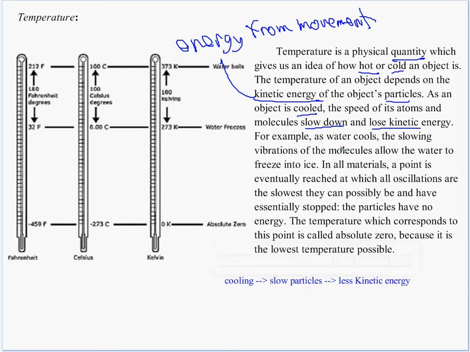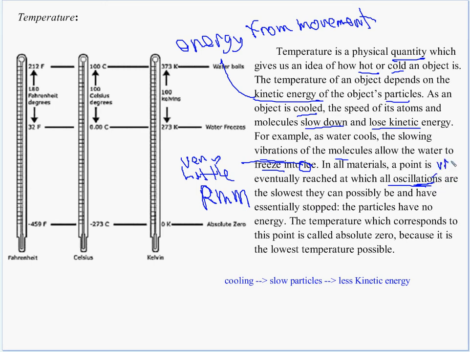Okay, interesting. So it says, for example, as water cools, the slowing vibrations of the molecules allow the water to freeze into ice. I know ice has very little random molecular motion. So they've got to slow down to become ice. That makes sense. In all materials, a point is eventually reached at which all oscillations, okay, I know an oscillation is just a vibration.